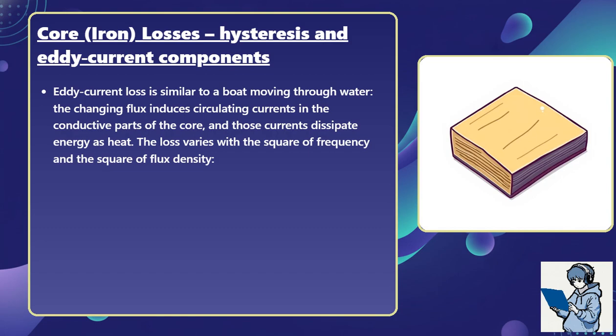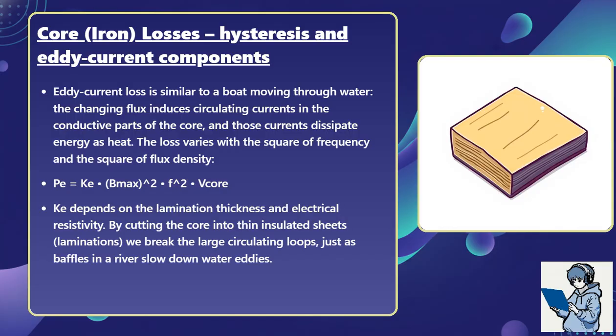Eddy current loss is similar to a boat moving through water. The changing flux induces circulating currents in the conductive parts of the core, and those currents dissipate energy as heat. The loss varies with the square of frequency and the square of flux density. P_E equals K_E times B max squared times f squared times V core. K_E depends on the lamination thickness and electrical resistivity.